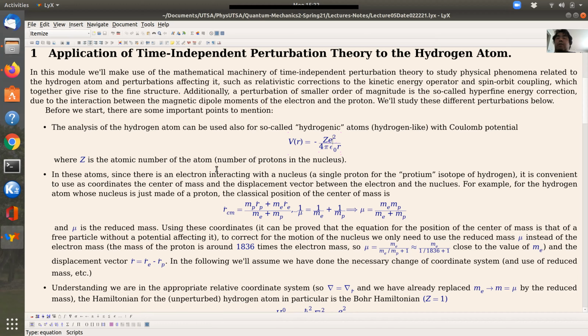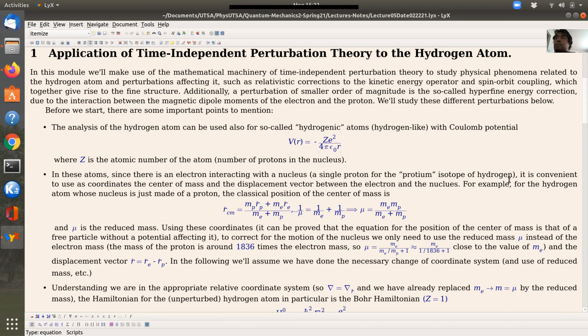And in hydrogenic atoms, there is an electron interacting with the nucleus. For the simplest case we're going to study, the hydrogen atom, the nucleus is only 1 proton, which is one of the possible isotopes of hydrogen. What is convenient to do is to switch coordinates to the center of mass and the displacement vector between the electron and the nucleus. If you do that change of coordinates, as you probably know from classical mechanics when you study two-body problems, and possibly you have seen this before in your quantum mechanics 1 course as well.